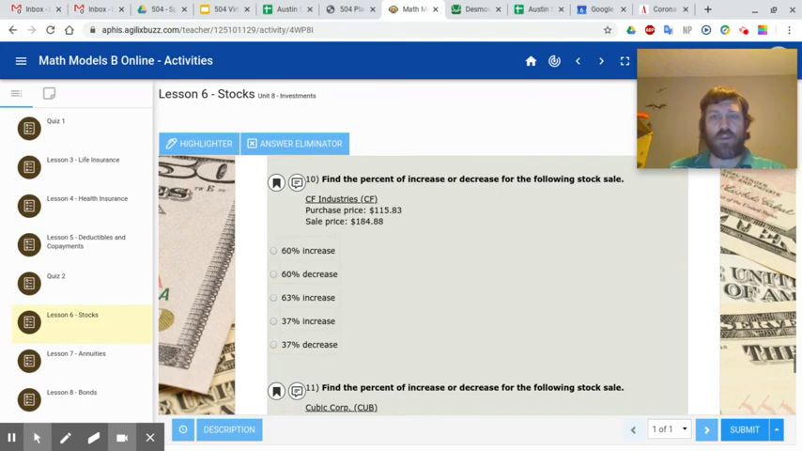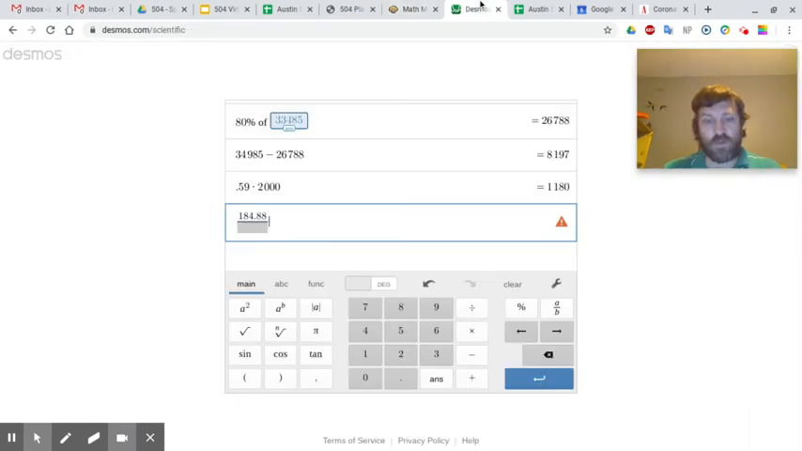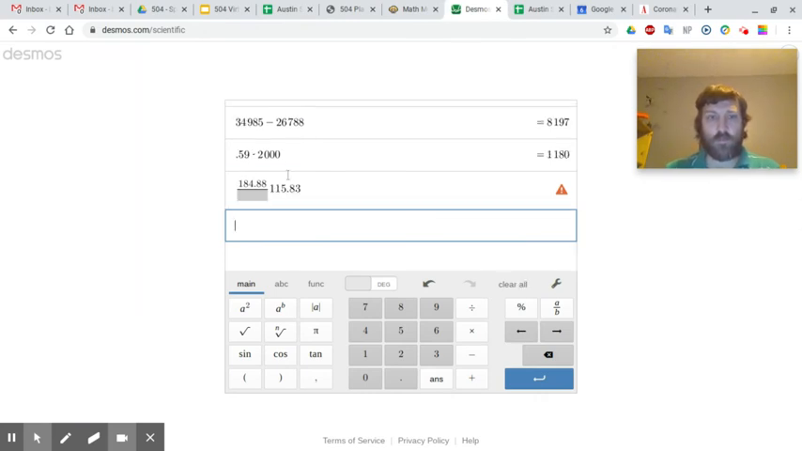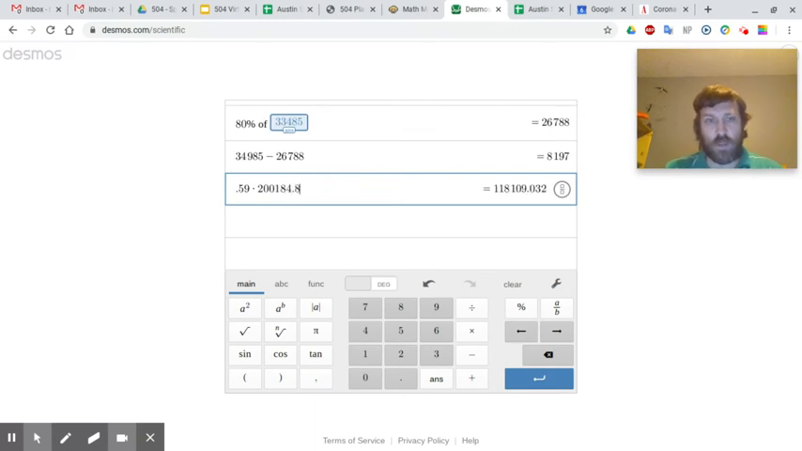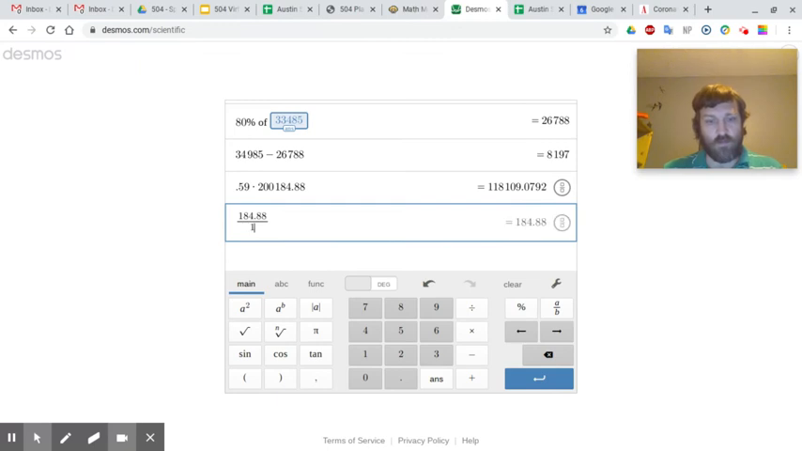Find the percentage of increase or decrease for the following stock sale. You're going to do the sale price divided by the purchase price. So 184.88 divided by 115.83. Oops, I made a mistake there. Let's fix that. 184.88 divided by 115.83. And so we get 1.596.